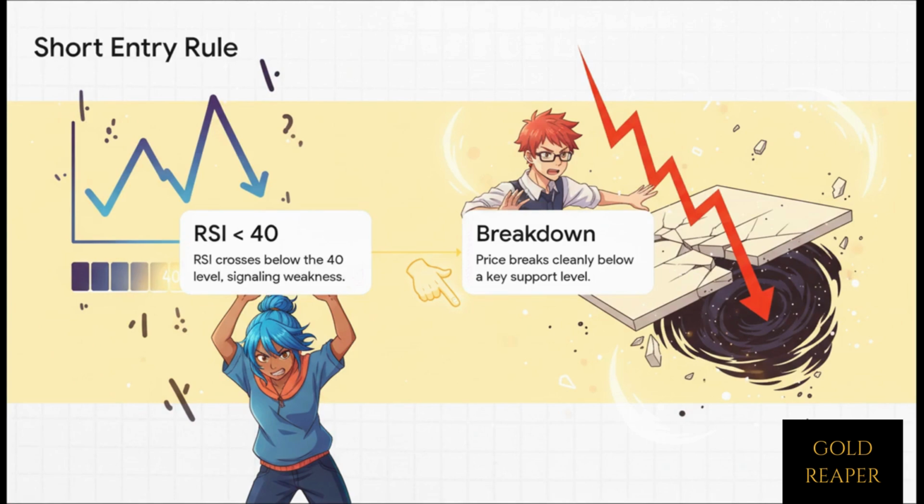First, we're looking for signs of weakening momentum. For us, that happens when the RSI drops below the 40 level. Step 2 is our confirmation. We need to see the price itself break down and close below a key support level. The floor has to give way.